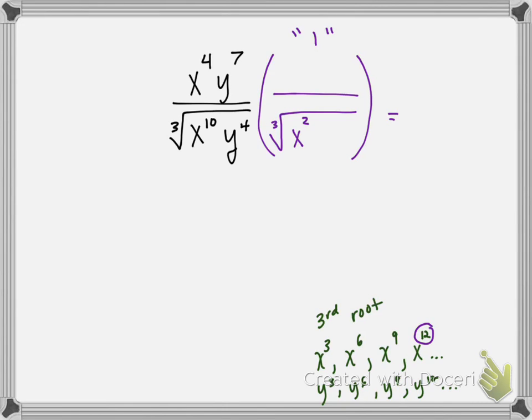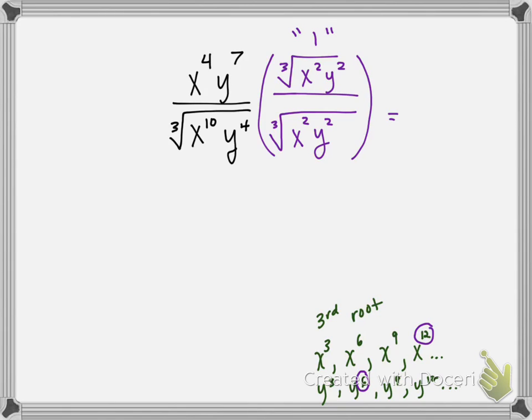So if it's already to the 10th, I would need 2 more to get it to the 12th power. Now for the y's, it's y to the 4th power, so I need to get it to the 6th power because that's the next one in the line there. So I would need 2 more y's to get it to the 6th power. If I multiply the denominator by that, I have to multiply the numerator by that.